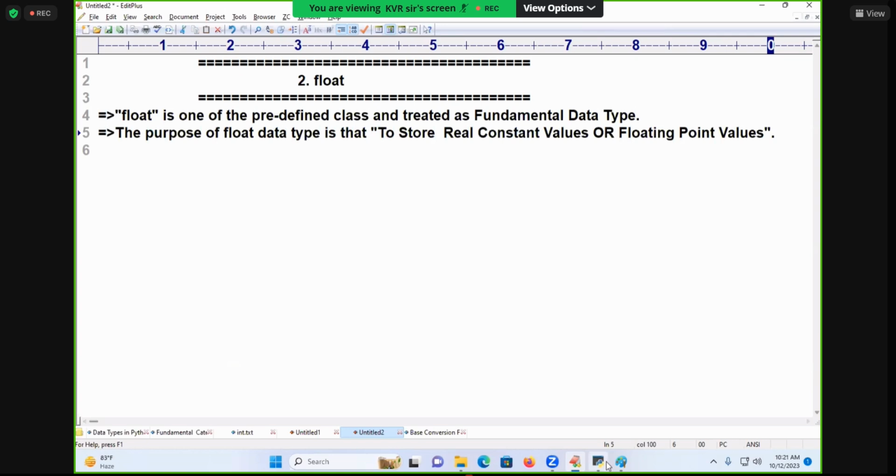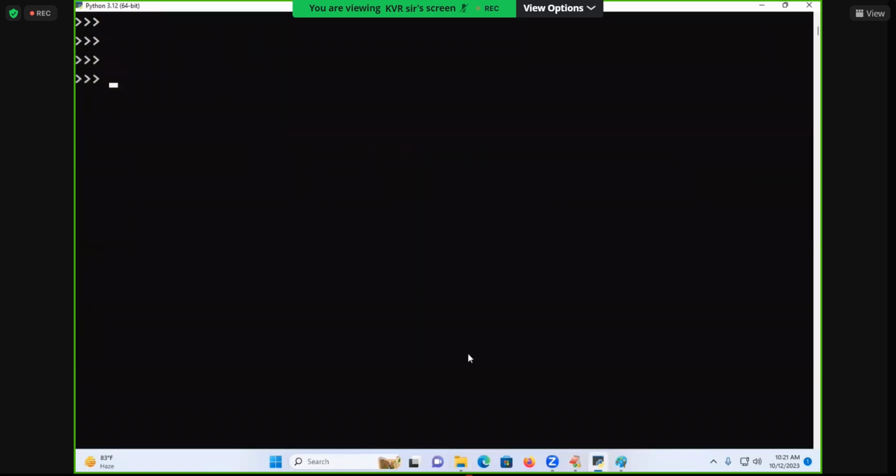Go to the example. I want to store percentage of your marks. I want to say pi value like in mathematics. A is equal to 3.14. Print of A comma type of A. What is the value of A? 3.14. It is called which literal? Float literal. What is A? Object. What is the type of that? Float. What is float here? Class. Float is a class. What is A here? Object.